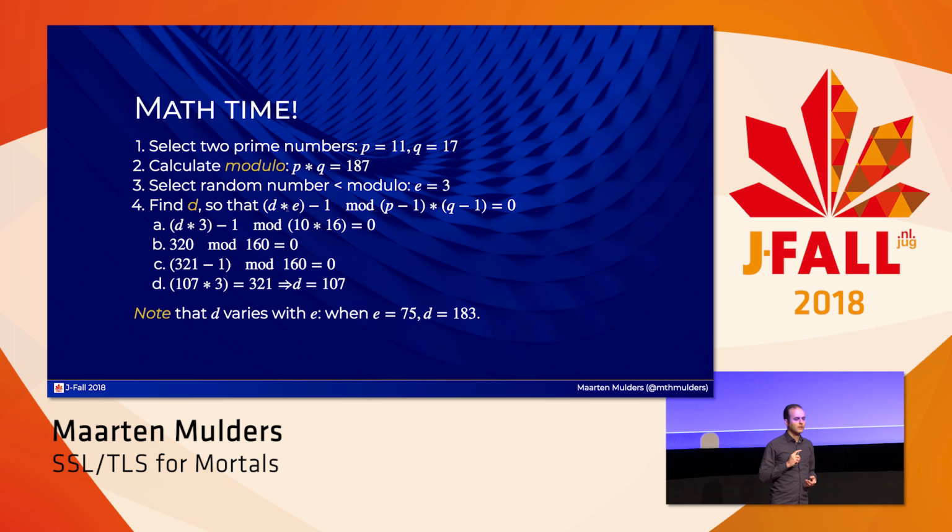Just a quick reminder, if I would not have selected E equals 3, but E equals, for example, 75, I would have found a different number D, and this is a very important thing to remember. This random number really does matter.